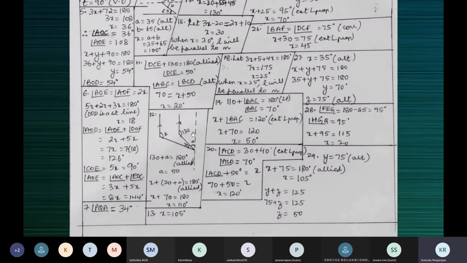You can see the 12th answer below here. This is answer 12. I told you that you should show the construction and then mention parallel lines, transversal, all that. 130 and A are allied angles, so A is 50. And then X plus A plus 20 is 180, allied angles.